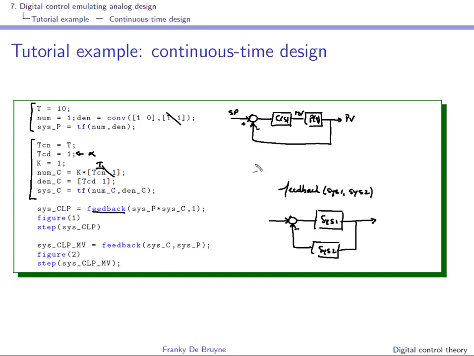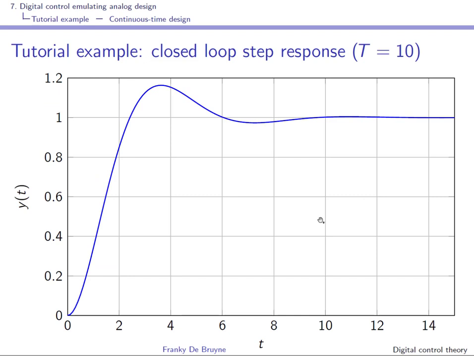If we have a look at the transfer function from set point to PV, what you have to put in sys1 is P times C, and in the feedback part you have 1. This is precisely what we have over here. If you want the transfer function from set point to MV, sys1 in this case will be the controller, and in the feedback part you have the process. So this is how you can construct the two relevant transfer functions. What you see here is the closed loop response to a step at the set point.